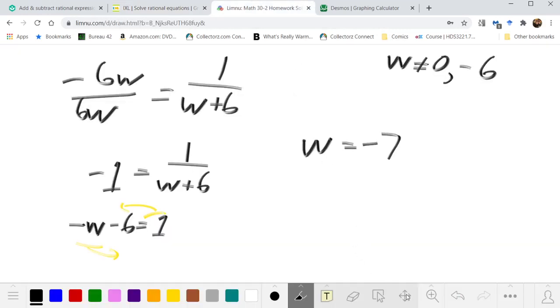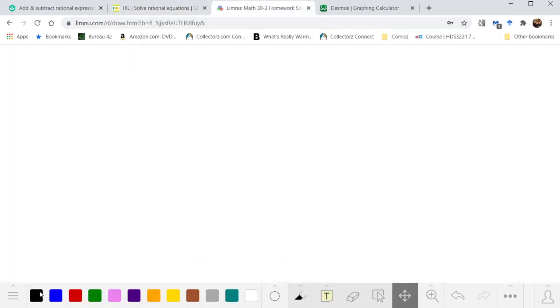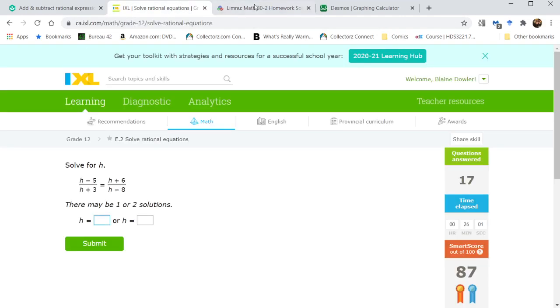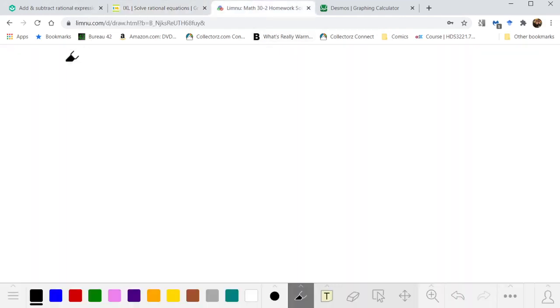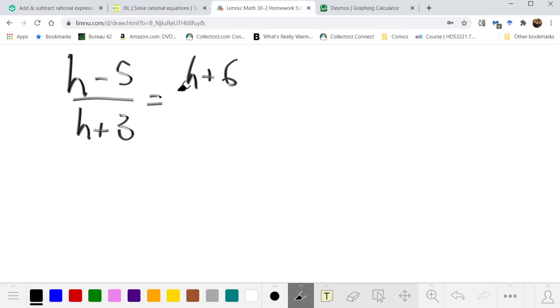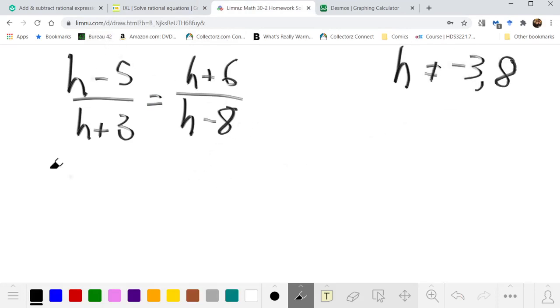All right, so now our next question is a little more complicated. h minus 5 over h plus 3 equals h plus 6 over h minus 8. So h is not allowed to be negative 3 or positive 8. We cross multiply.